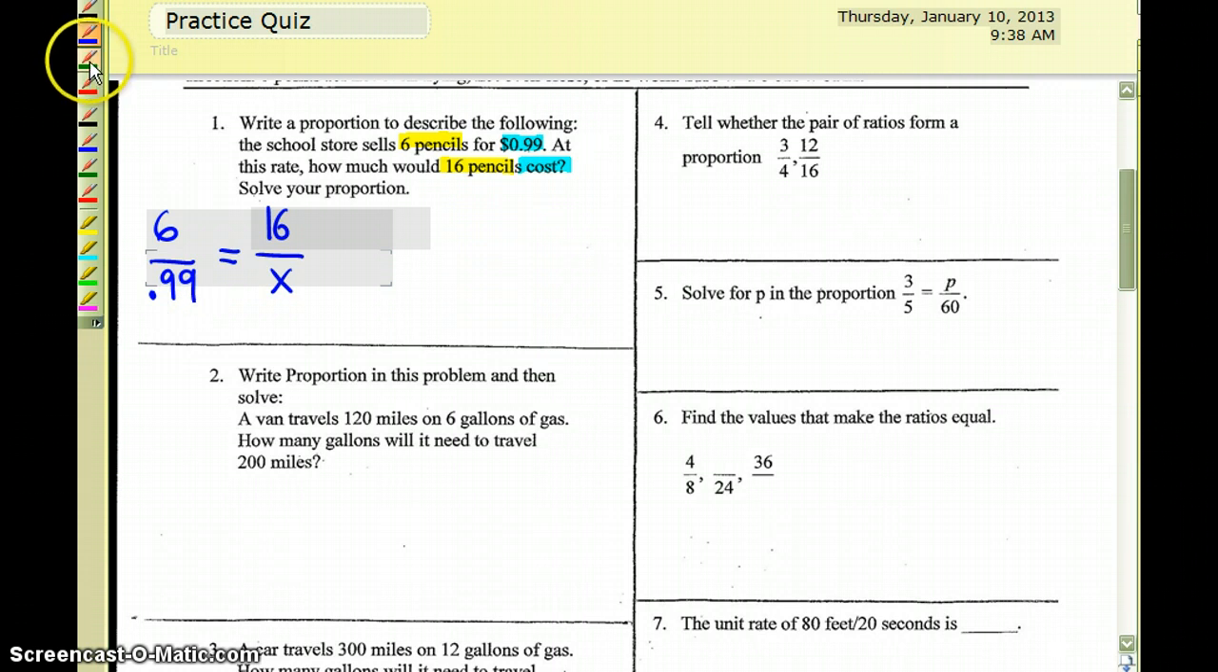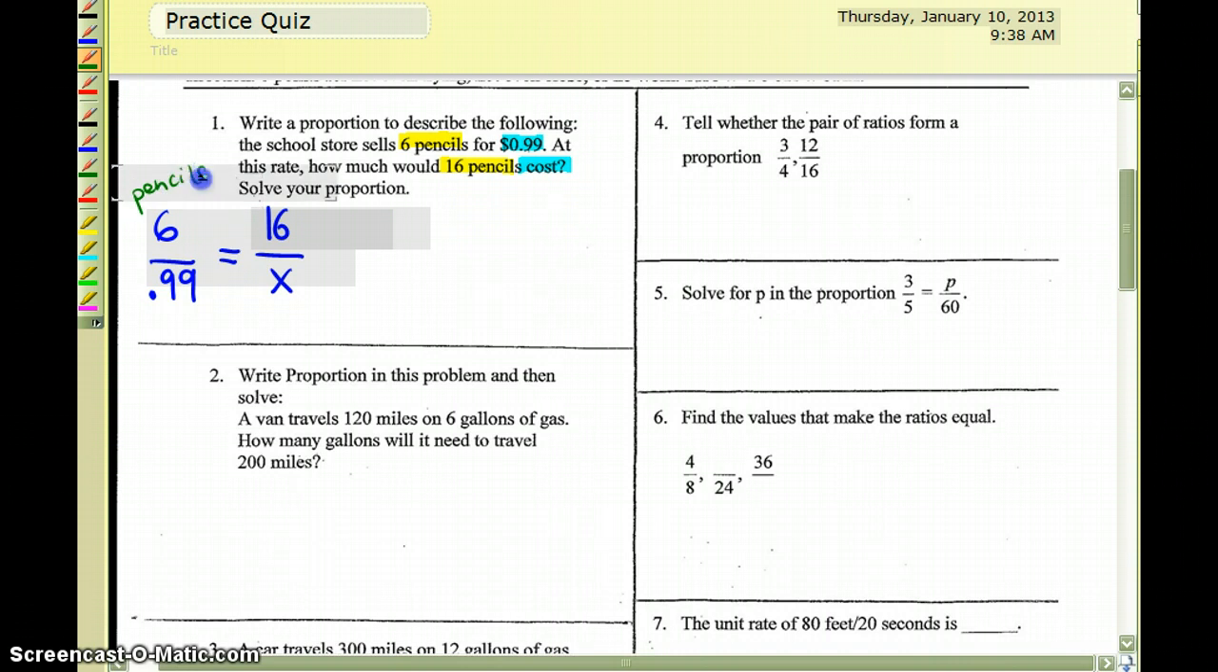right here. Okay, so what I see here is I have 6 representing pencils and then 99 representing the cost. In the second ratio in my proportion, 16 represents pencils and X represents the unknown, how much that's going to cost.